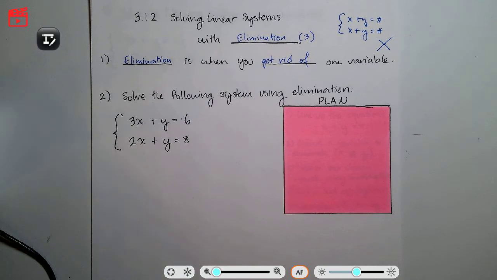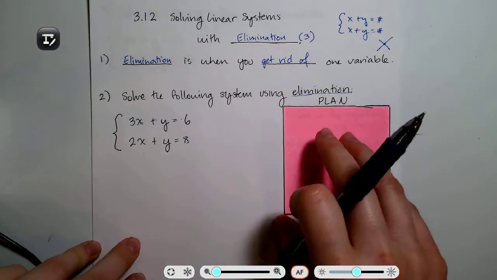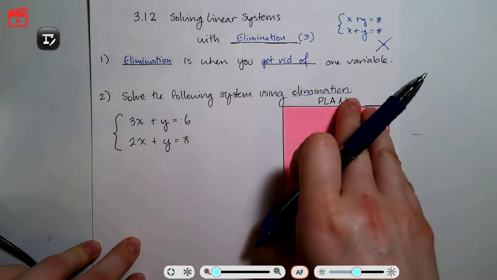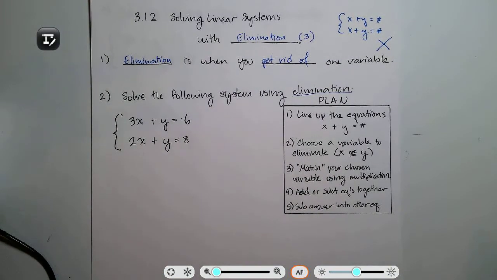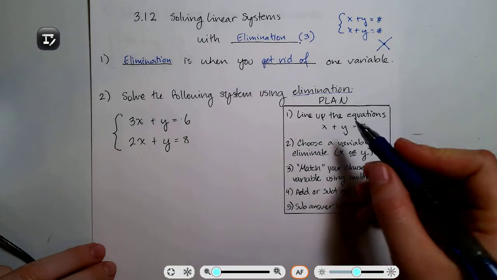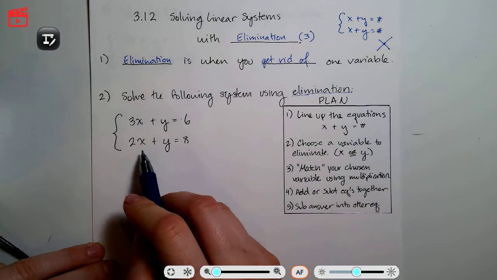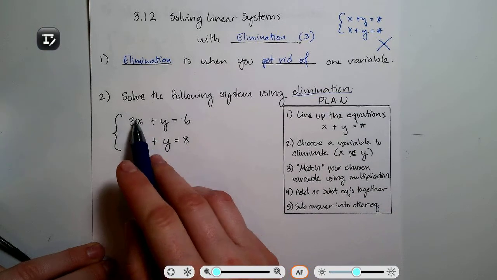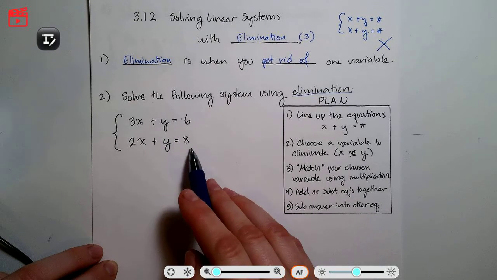So let's take a look at this. Problem number 2. Solve the following system using elimination. All right, so what's our plan going to be? I'm going to take off the sticky note. Okay, Step 1. Line up the equations. What do I mean by that? Well, I want to have the x's first, then the y's equal to a number. Oh, look at these. They're lined up. The x's are lined up together, the y's are lined up together, and the numbers are lined up together.